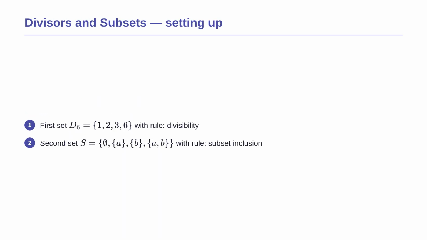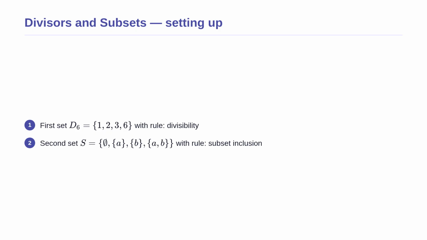Now that we have used this formula on numbers, let us look at a slightly more complex, real-world applied example involving different types of rules. We are given a set of numbers that divide the number 6, called D6. The ranking rule here is divisibility. We also have a completely different set S, which is the power set of a set containing two letters, A and B. The ranking rule here is subset inclusion.